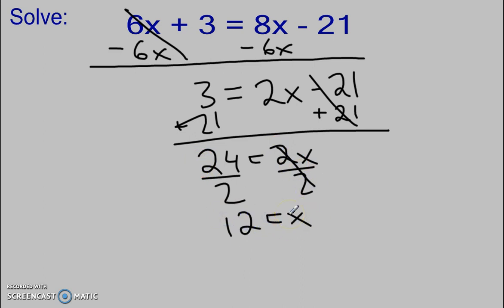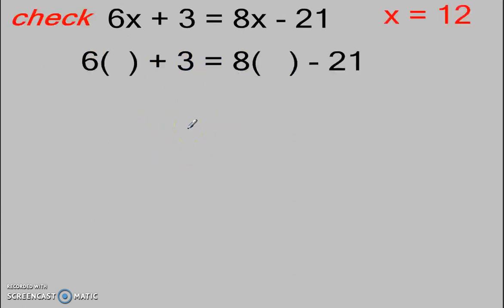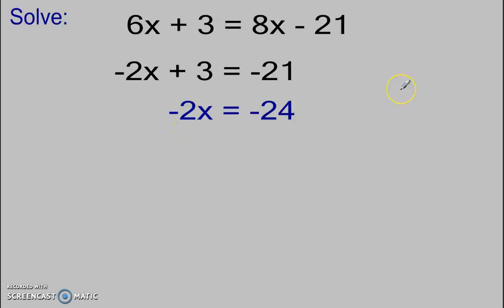Now notice, if you don't pick the smaller term up here, if you eliminate the other one, you still end up with the same answer. You're just going to have to deal with a negative coefficient. So at this point, you're going to have to divide by -2. You get the same answer. You get x equals 12.